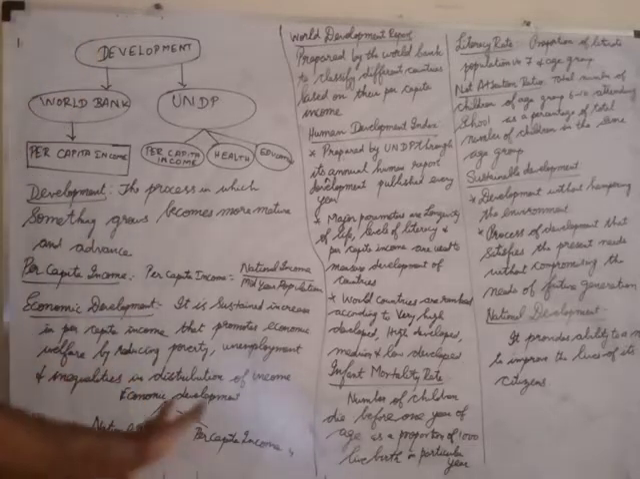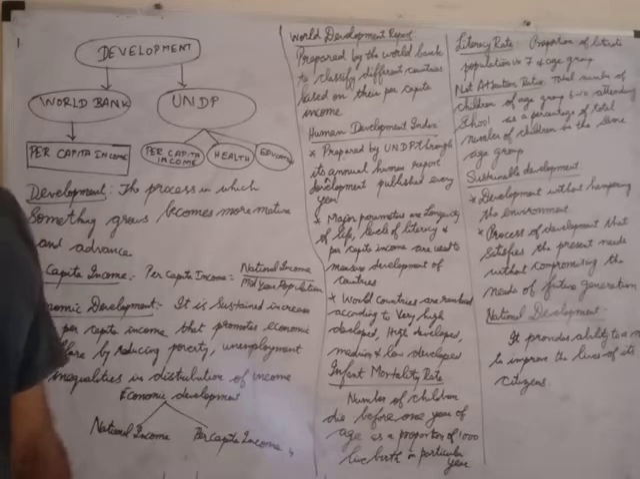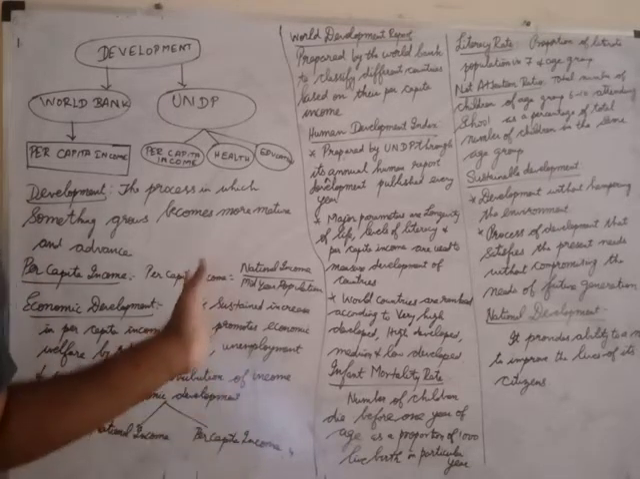So that is what is in economic development: national income, per capita income. Praveen, are you aware? Yes. Have you got it? Yes.